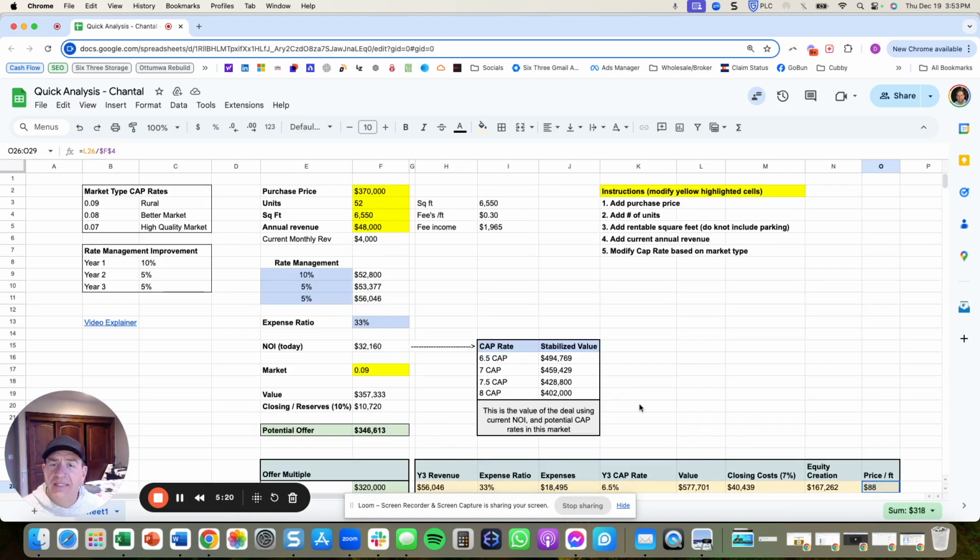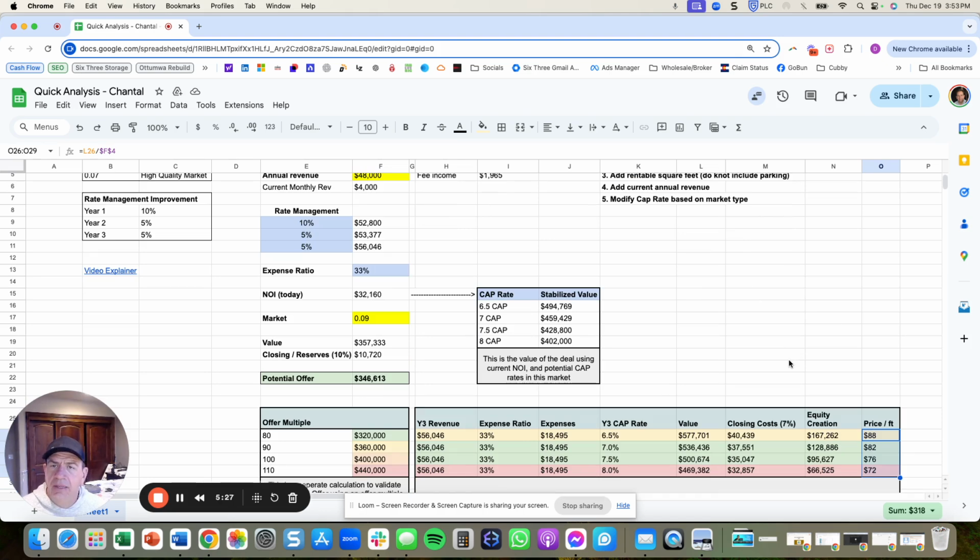So hopefully you like this. I think it's a little cleaner to look at. I might modify this a little bit more, but hopefully this helps.